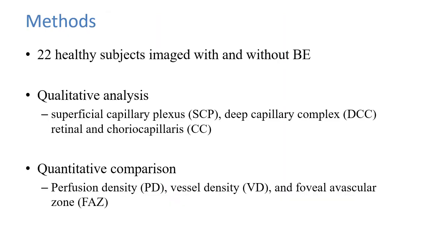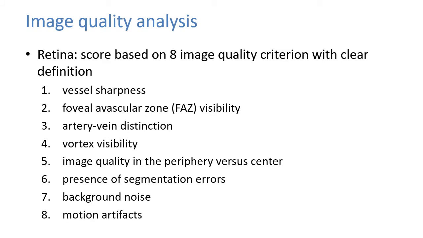Here is our method. We had 22 healthy subjects imaged with and without the beam expander OCTA after all required authorizations. We did qualitative analysis, comparing images of the superficial capillary plexus, deep capillary plexus, and choriocapillaris, and also quantitative comparison of perfusion density, vessel density, and foveolar avascular zone. For the image quality, we tried to be as objective as possible, asking our graders to give a score for each image. Of course, the graders were masked. They didn't know if it was with or without this beam expander technology. And these are the parameters they graded to have a score that allows us to measure the quality of images.